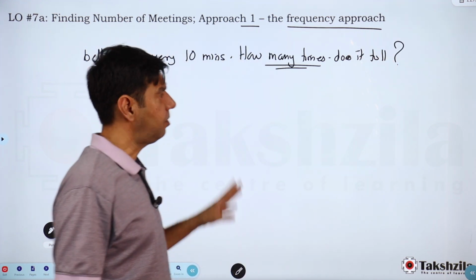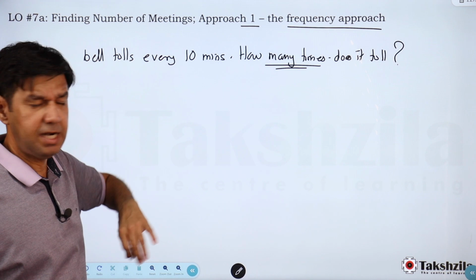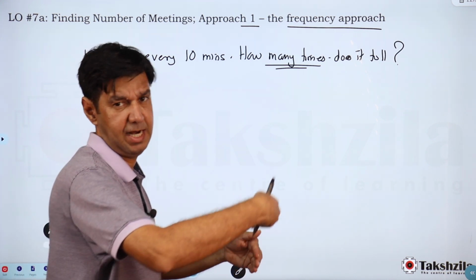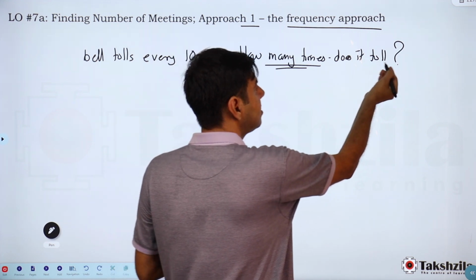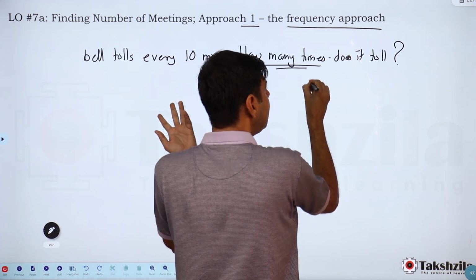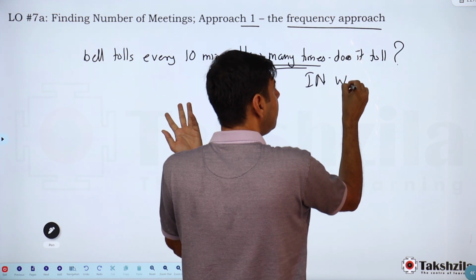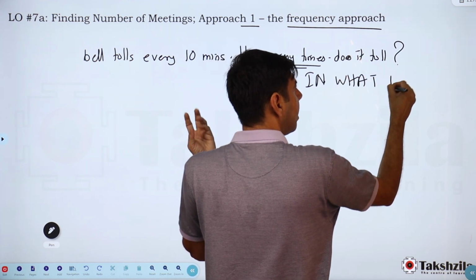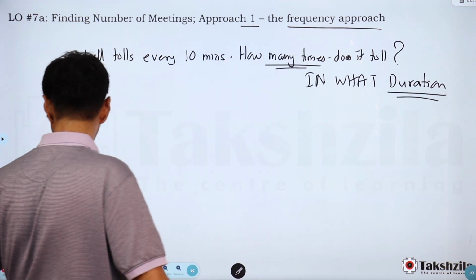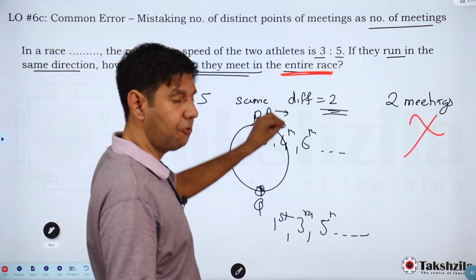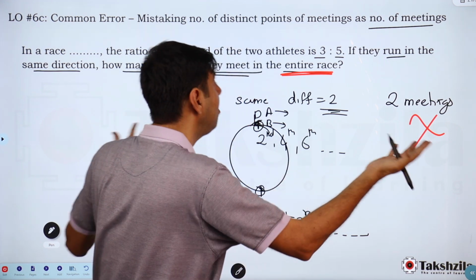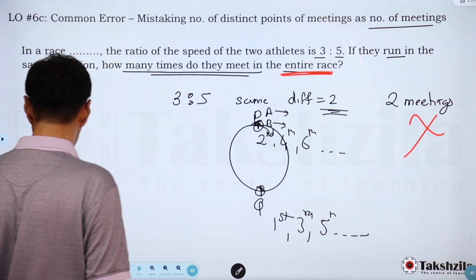So I'm pretty sure your reaction is going to be a very common reaction. Yet after 10 minutes it happens, then another 10 minutes, and then another 10 minutes. Then how many times does it toll? So your expected reaction is in what interval? In what duration? This is what I was trying to tell you even in the last slide when I was talking about second, third, fourth, fifth, sixth, seventh, eighth, ninth. How many meetings? In what? When? So in the race, that kind of a thing.